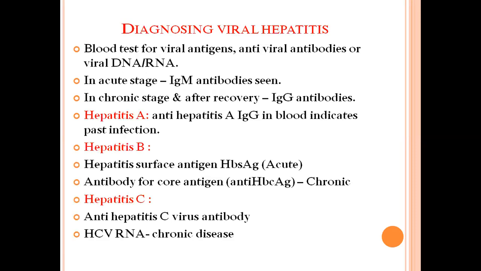Now, first of all, diagnosing viral hepatitis. Primarily, it is done through the blood test for viral antigens, antiviral antibodies, or viral DNA or RNA. In acute stages, immunoglobulin M antibodies are seen, whereas in chronic stages and after the recovery phase, immunoglobulin G antibodies are usually found. In hepatitis A, anti-hepatitis A IgG in the blood indicates a past infection.